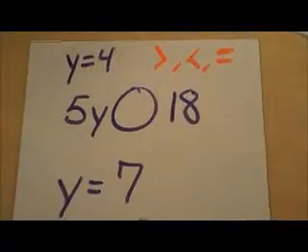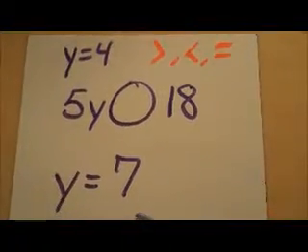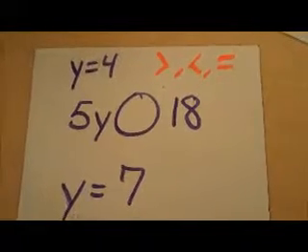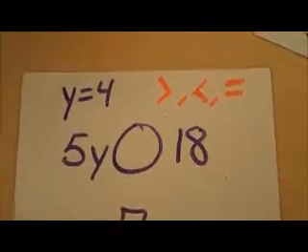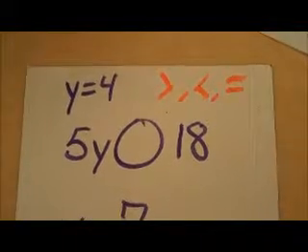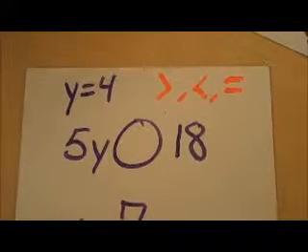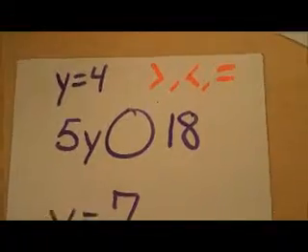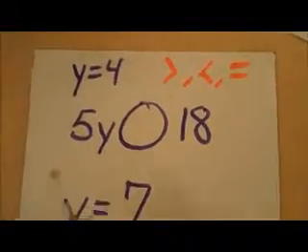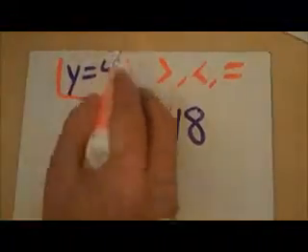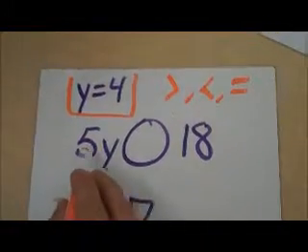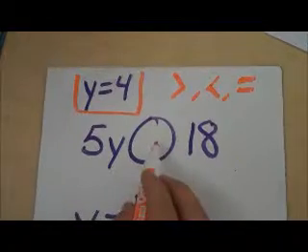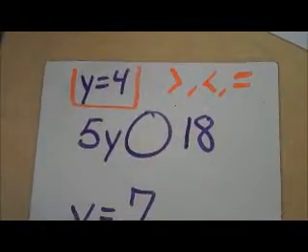Okay, this is inequalities, and we're going to deal with greater than, less than, or equal to, but we're also having to put a number into a variable, or vice versa, a variable into a number, and solve. So for instance, this first one has given us y equals 4. Now, I have 5y is either greater than, less than, or equal to 18.